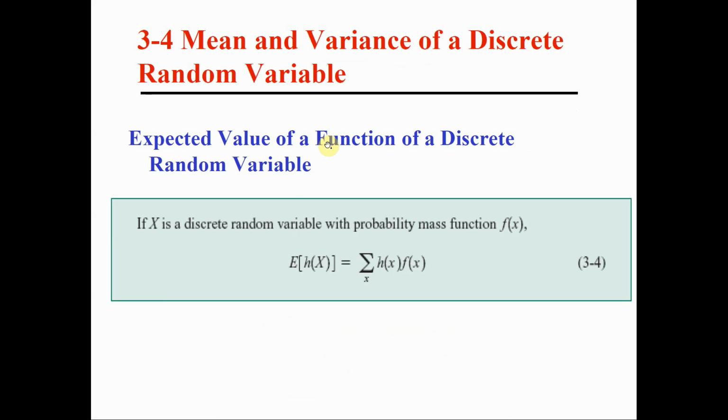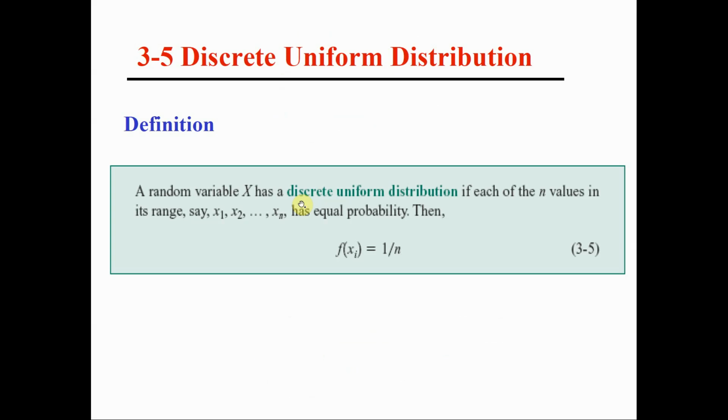So what we see here is really called the expected value of a function of a random variable. And this is the generalization I wanted to talk to you about, and we will continue with the next lecture.